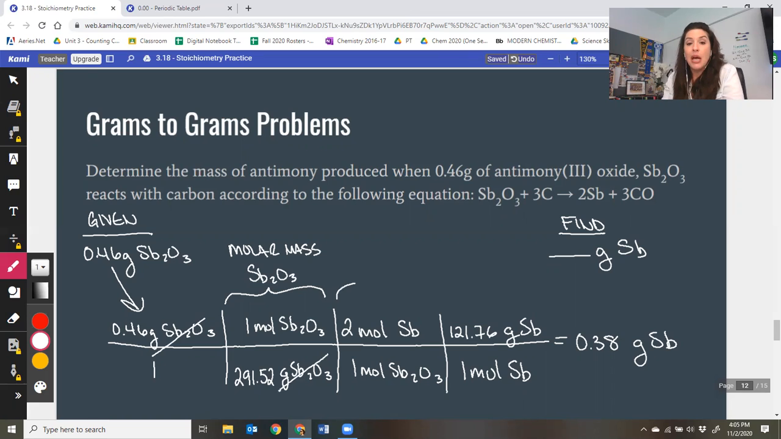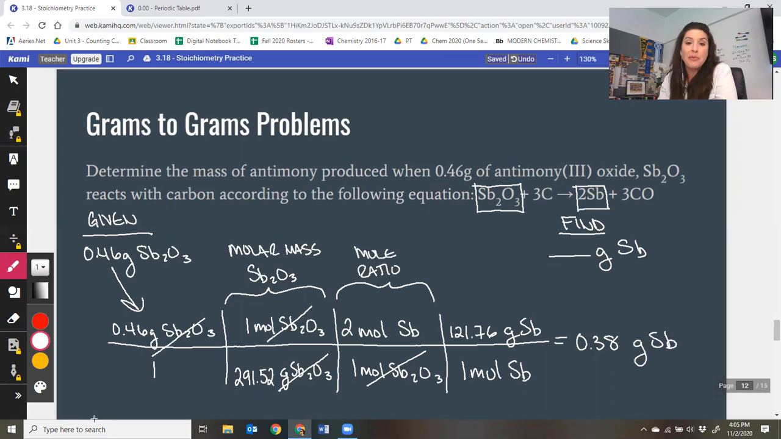In the next step, I compared my given to my find by using the mole ratio. I see from this balanced chemical equation that it requires 1 mole of antimony 3 oxide to react to produce 2 moles of antimony, the element. So it's a 1-to-2 ratio. And I chose to put moles of antimony 3 oxide on the bottom because I'm trying to cancel that out from the previous step.